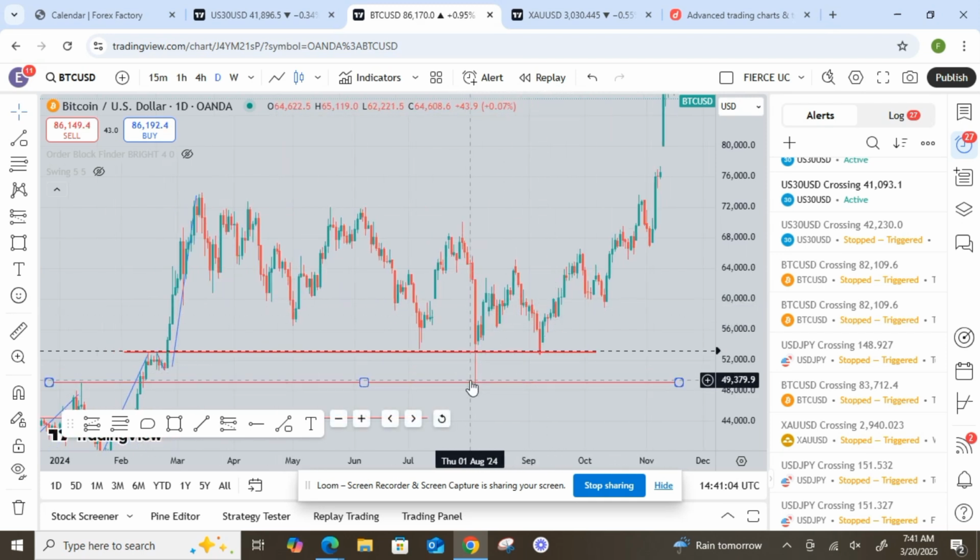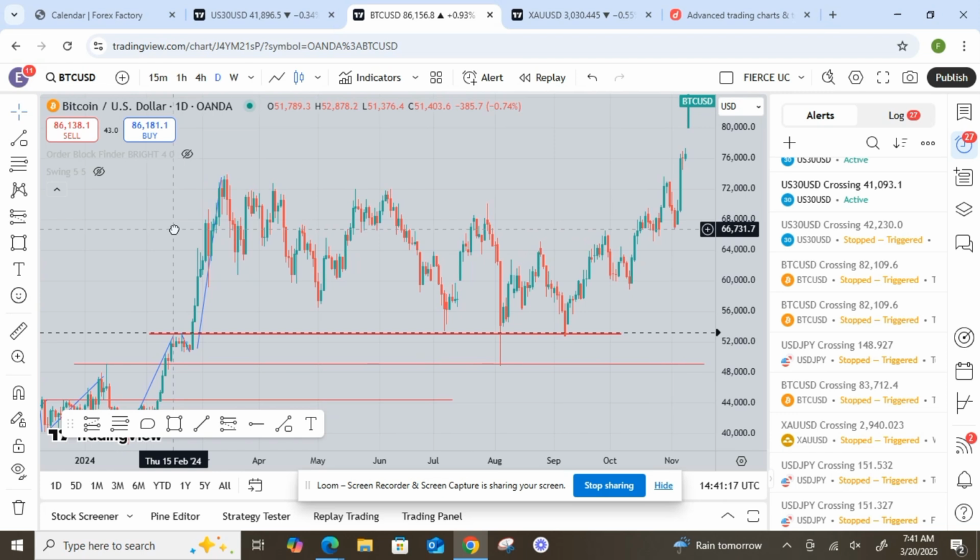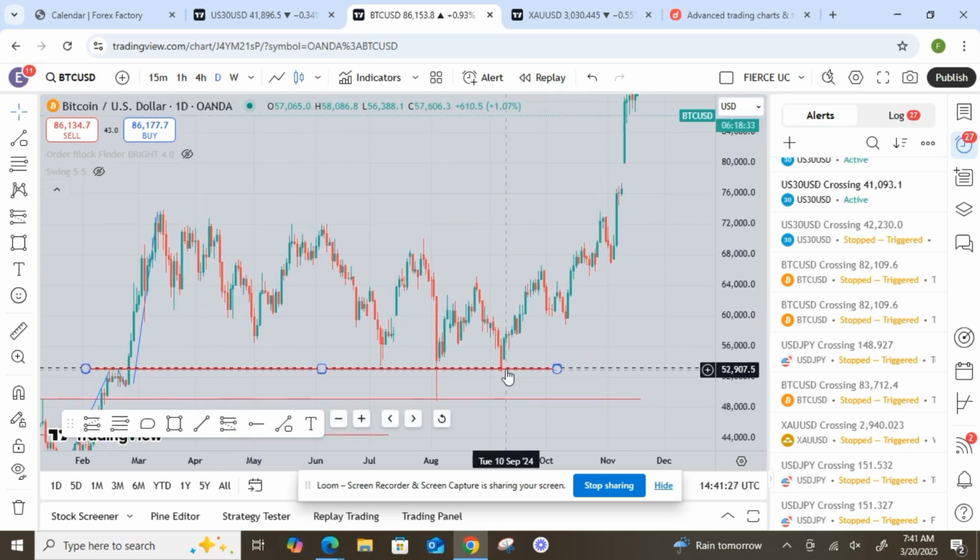So now look. Let's say it touches this thing. It still came here to touch this one. This one is the previous support, so it's still valid. It came here and touched it, because this one is the major previous one, right? Then it went and broke. Look, don't forget here is the previous high. Let me highlight it again.